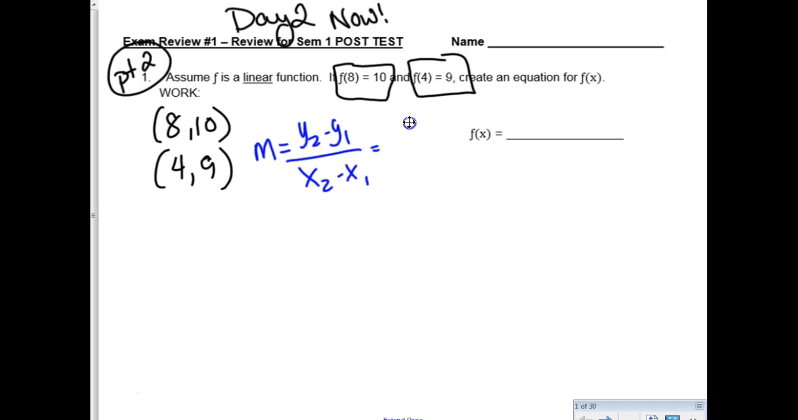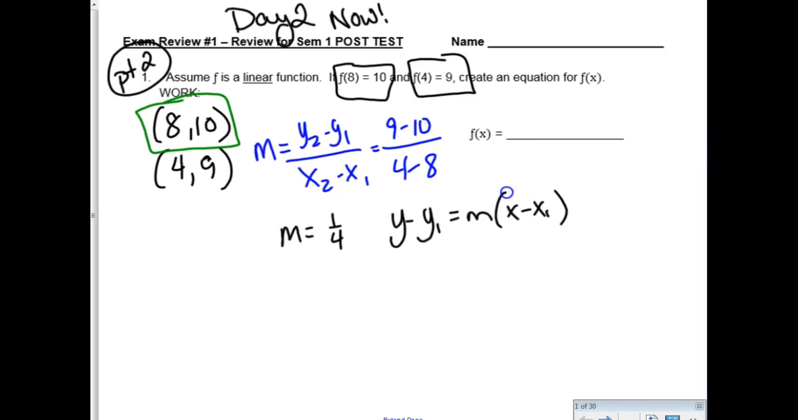You're PreCalc. So let's see, 9 minus 10 over 4 minus 8. And when you reduce that fraction, you get 1/4. So that is slope, and then you're going to choose your favorite point. This is how most of you do this question. Some of you do a little different approach, but I like this point. So I'm going to use x equals 8 and y equals 10, and I'm going to plug that into the point slope formula.